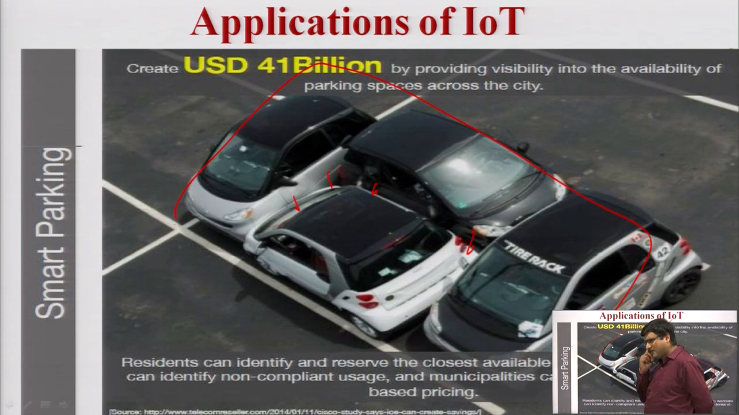At a remote location, through IoT, you can get information on your mobile phone about any occupancy in the parking, and you can drive your vehicle accordingly. Through smart parking, you can park your vehicle in a minimum space, all possible through smart IoT. It can create USD 41 billion by providing visibility into the availability of parking spaces across the city. So, residents can identify and reserve the closest available space, traffic wardens can identify non-compliant uses, and municipalities can also introduce demand-based pricing. So, this is the smart parking concept.